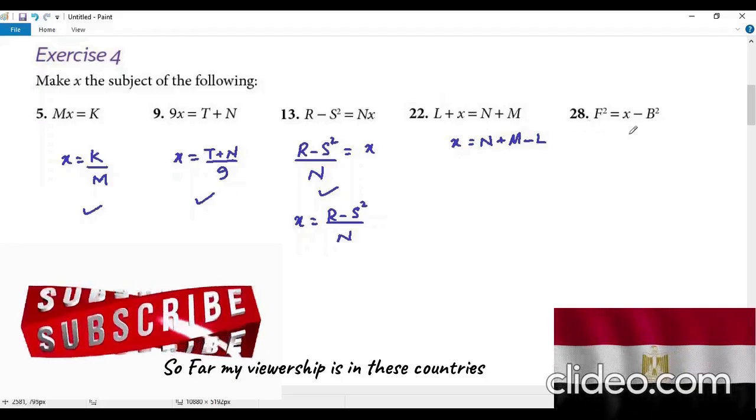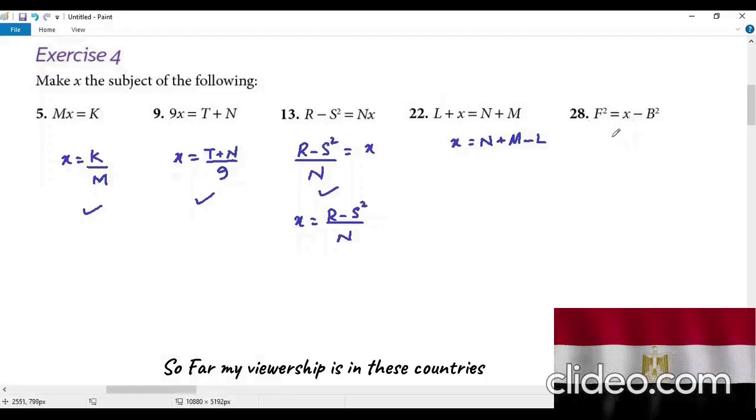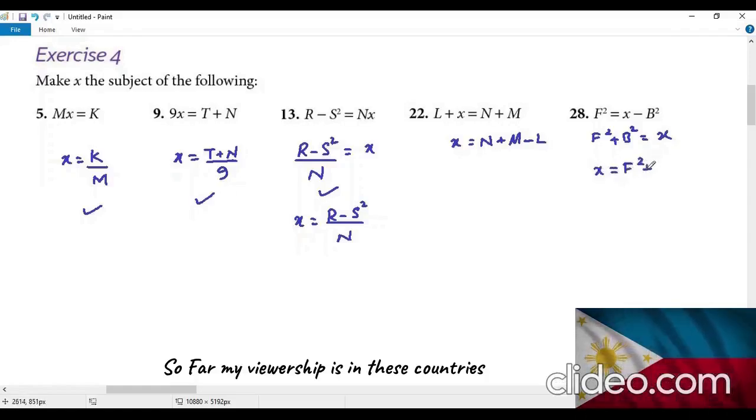Now when it comes to a question like 28, f square plus b square equals x. That means this is going to be your answer, or you can write it the other way around, f square plus b square.